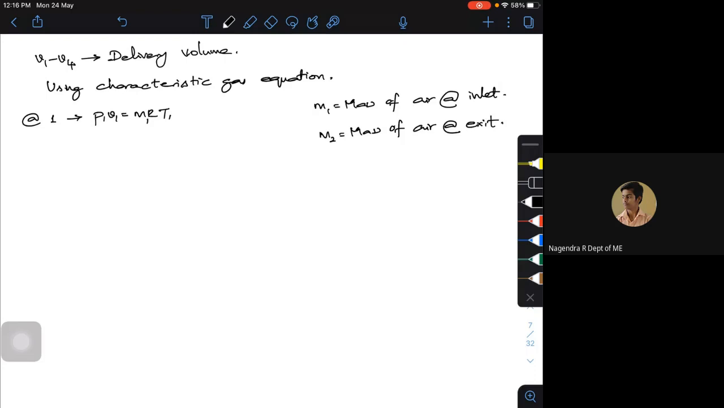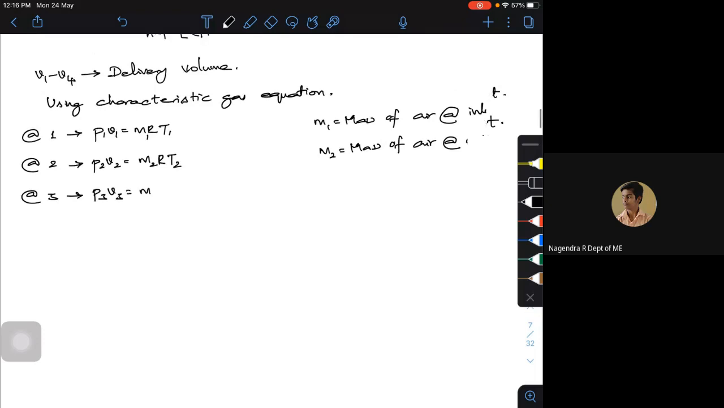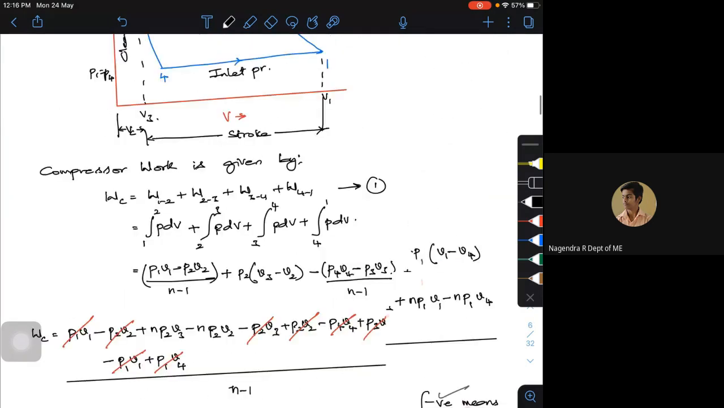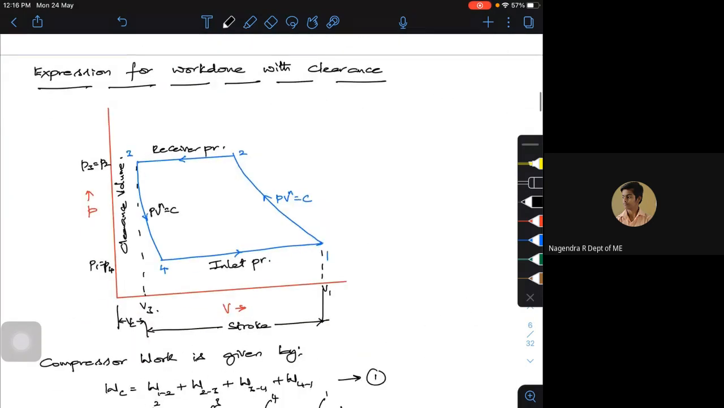Now at point 2, the same equation I can write as P2 V2 is equal to M2 into R into T2. Now at 3, it is P3 V3. If I go back here, M1 is the inlet, so points 2 and 3 will have the same amount of mass. So it will be M2 into R into T3.